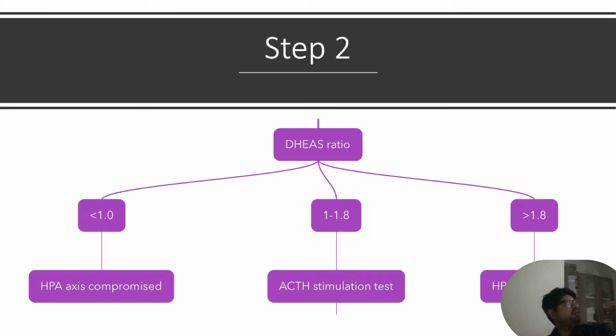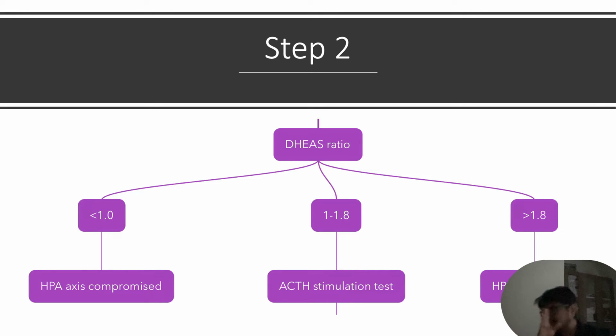So what we calculate is a DHEAS ratio, right? So DHEAS ratio is the DHEAS of the patient divided by the lower limit for the age, right? So DHEAS levels change with age, right? So a young patient will have a high DHEAS value, whereas an old patient, typically a 60, 70-year-old, would have a DHEAS value of only 15, right? So that value changes over age.